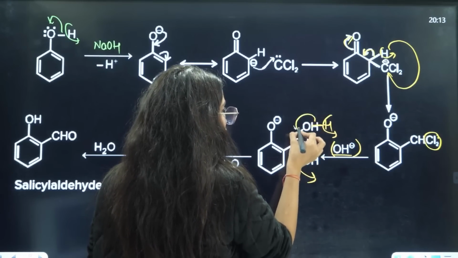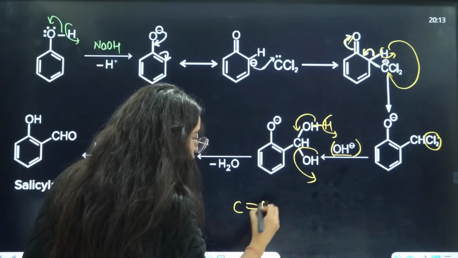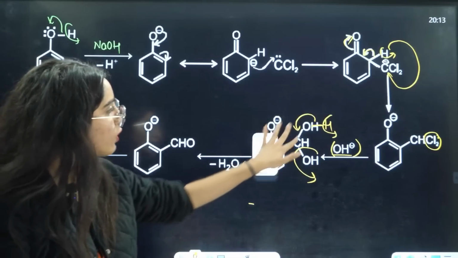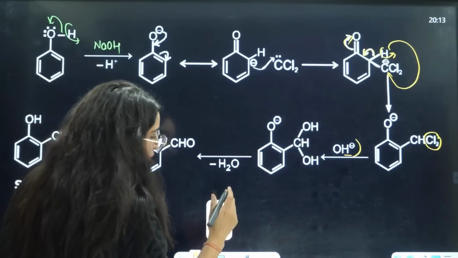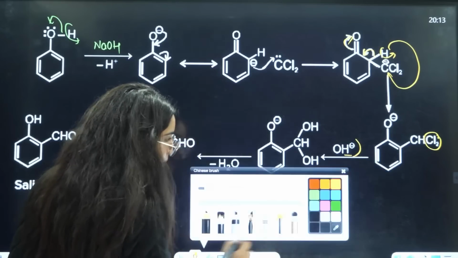And this bond will shift here, and hence you will have the formation of C double bond OH, right? This thing will be formed. Got it? What will happen here? I'm going to write it here as well. COH, this is COH. What will happen?